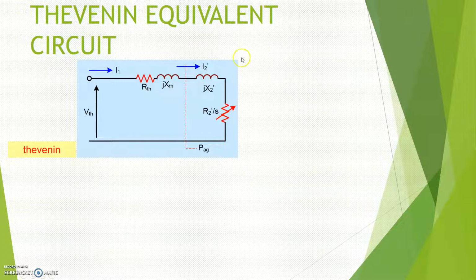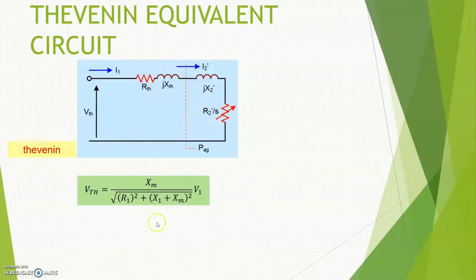So next, we will show you the summarization of the equations related to the Thevenin equivalent circuit. This is the Thevenin equivalent circuit for the induction machine. You have a V supply, which you replace with the V-Thevenin, and then you no longer have R1, XM, and X1. You are left with R-Thevenin and JX-Thevenin. Then you put back your rotor circuit. The current that goes to the rotor circuit is I2 prime, and here are the reactance and resistance at the rotor part.